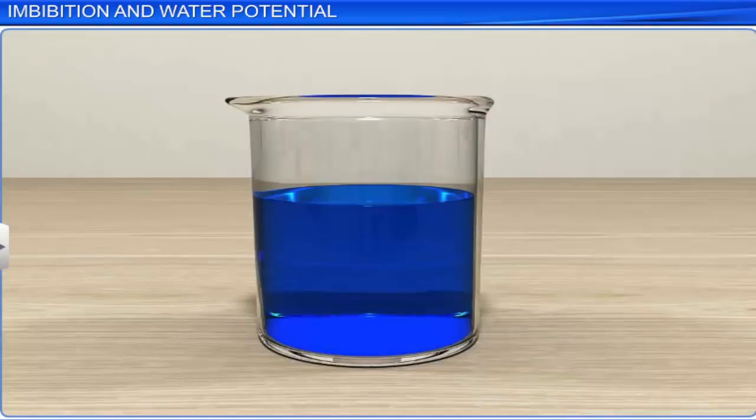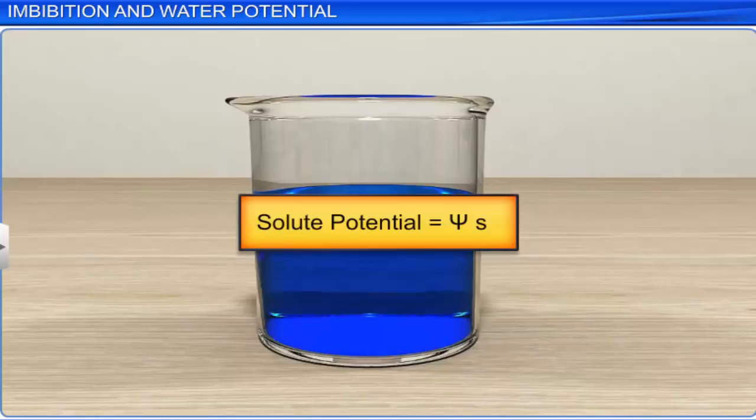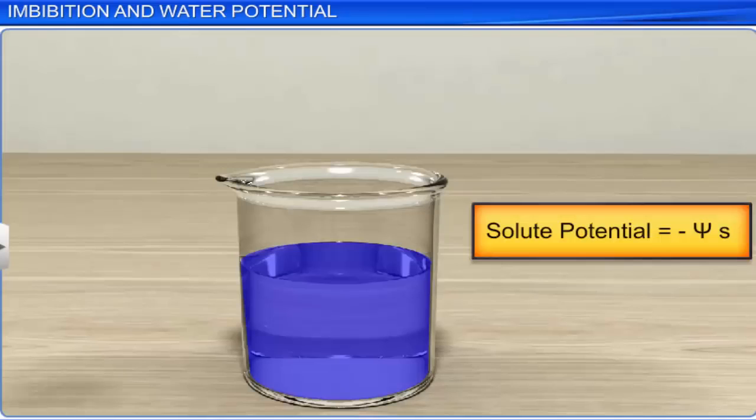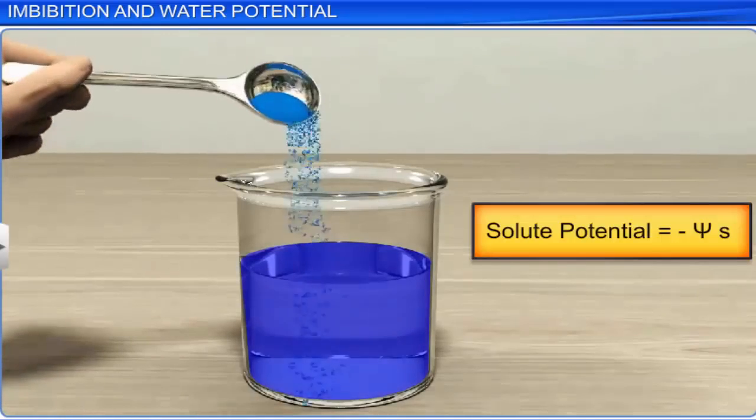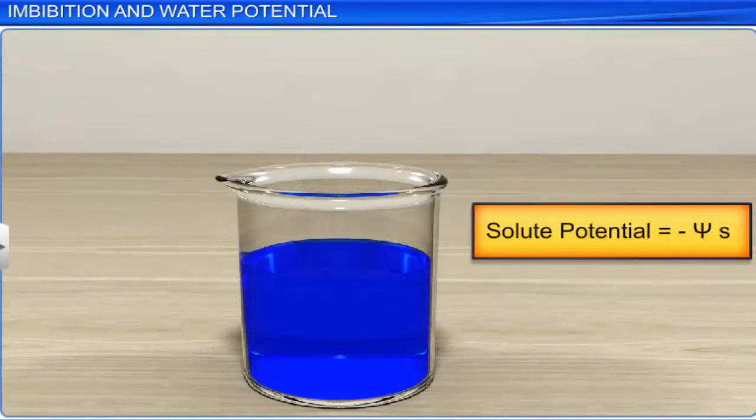The magnitude of the lowering of water potential due to the addition of solutes is called solute potential. Solute potential is represented by the letter psi s, and it is always negative. Solute potential becomes increasingly negative with the addition of solutes.